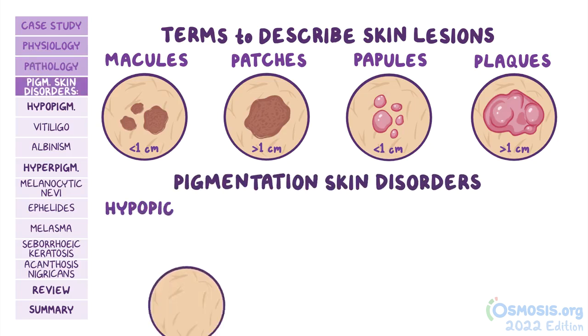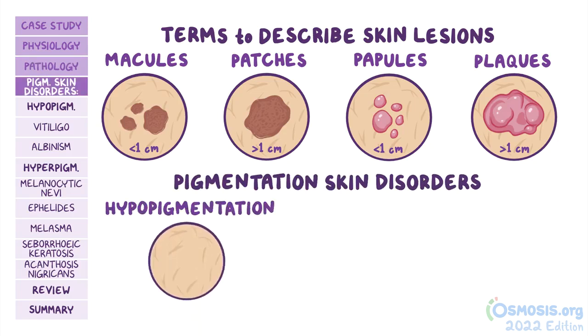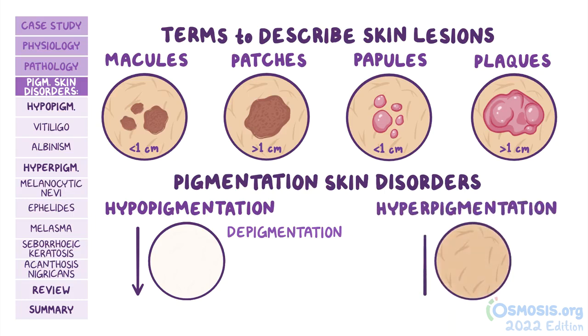First, there's hypopigmentation, which refers to any form of decreased or lost skin pigmentation compared to the baseline skin color. Sometimes, this can progress to depigmentation, in which there's total absence of all pigment. These are in contrast to hyperpigmentation, which refers to darkening or increase in the natural color of the skin. Let's start with hypopigmentation disorders.